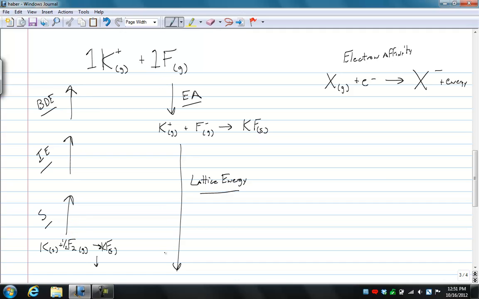Now in this case we're going to find that the lattice energy is significant, and it brings that value to a negative overall value. This overall value is what we want. Where do we start and where do we end up? In some cases, because either the ionization energy is smaller, the bond dissociation energy is smaller, the lattice energy is bigger, or the electron affinity is bigger, you can actually end up with a slight positive value for the overall enthalpy of formation, or the enthalpy of reaction.